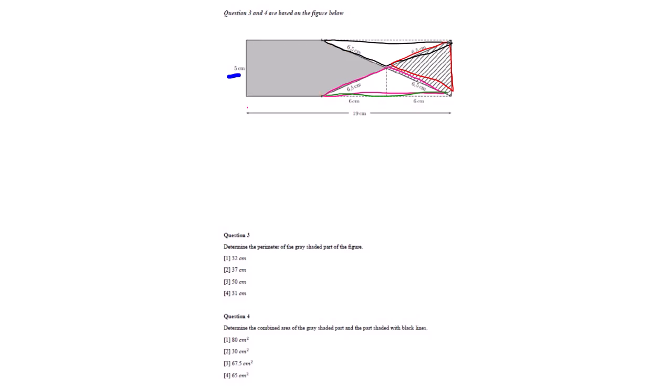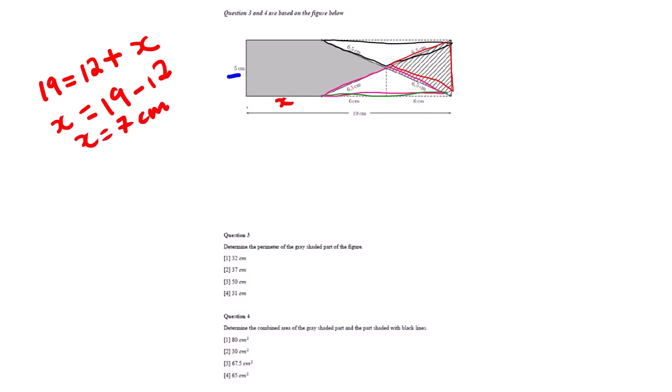So we can start by saying 19 centimeters is equal to 6 plus 6, it will give us 12 centimeters, plus we can say this is side x. Transposing 12 to the other side, we have x equals 19 minus 12. That will give us 7 centimeters. So it simply means that this side we have 7 centimeters, and also this side we have 7 centimeters. Then we can calculate the perimeter because we have all the sides.